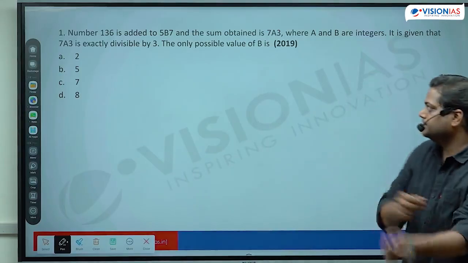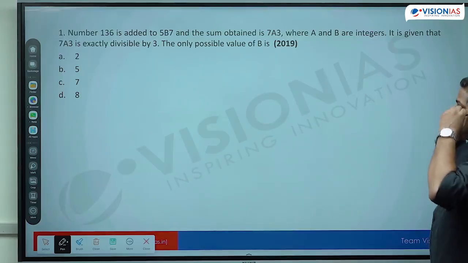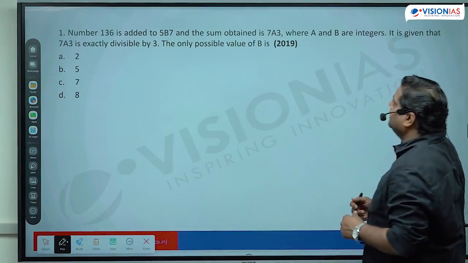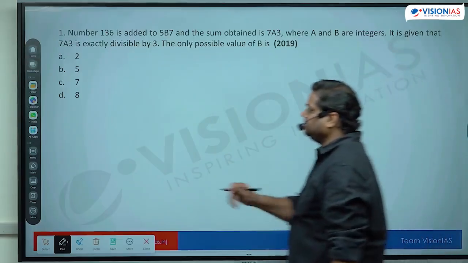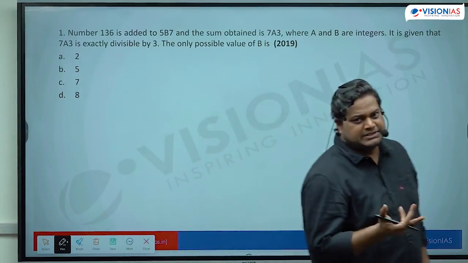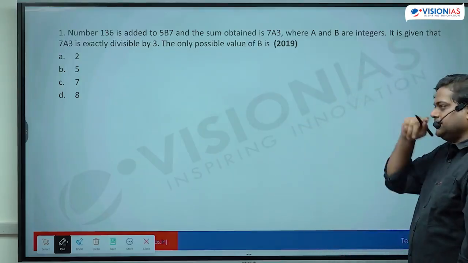A number 136 is added to 5b7 and the sum obtained is 7a3, where a and b are integers. It is given that 7a3 is exactly divisible by 3. So we have 2-digit and 3-digit number wala bhi concept and divisibility rule wala bhi concept. Both the concepts are mixed here.